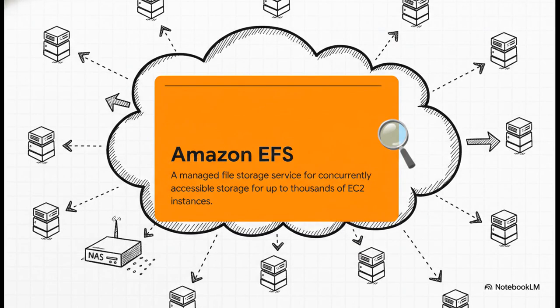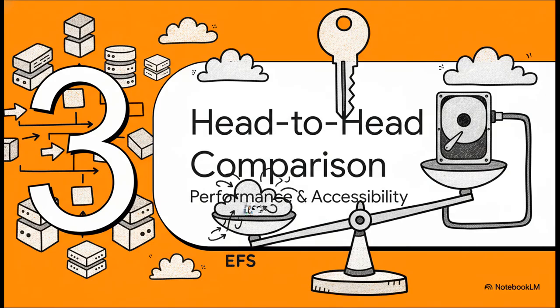Now, for our second contender, EFS. And EFS is a whole different animal. It's a fully managed file system. Forget the raw hard drive analogy. This is more like a massive cloud-native network drive. An NAS, if you will. It's built from the ground up to be accessed by potentially thousands of servers all at once from anywhere across an entire region.